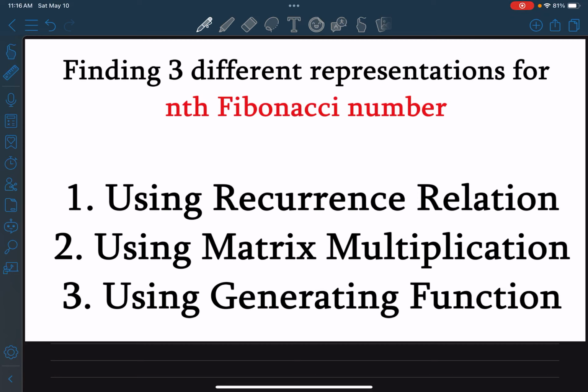Finding three different representations for the nth Fibonacci number. In this video, we will try to find the nth Fibonacci number using recurrence relation, matrix multiplication, and generating function. All these three are completely different ways, right? And we'll also see that the third way gives us a slightly different nth Fibonacci number formula, and that's interesting. So let's proceed ahead.